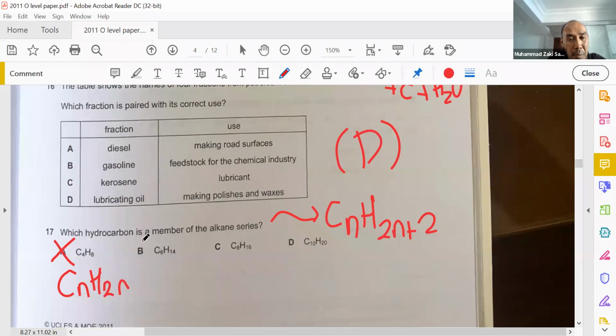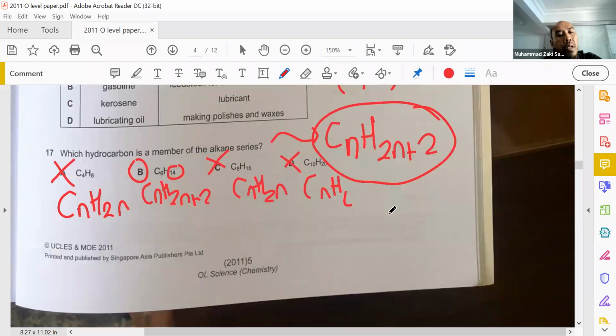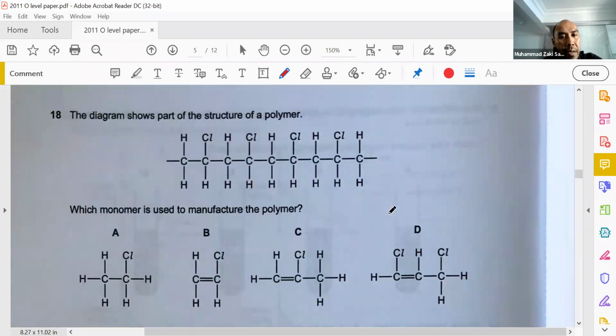How about this one? This one might be, because it's 14. 14 looks like 2n+2, correct? How about this? This is also wrong. This is CnH2n. Likewise for this one also, D also cannot, CnH2n. So B should be CnH2n+2. So this is how you use the general formula to determine which hydrocarbon is an alkane series. Okay, 17. Polymer.